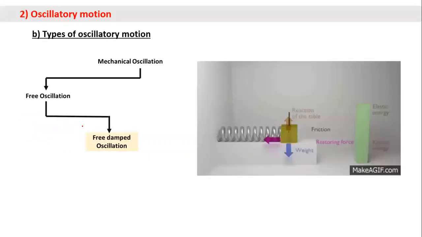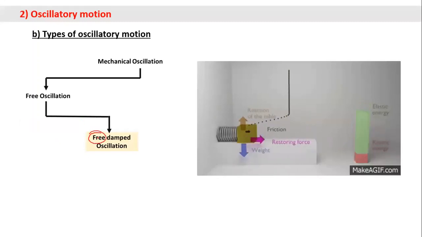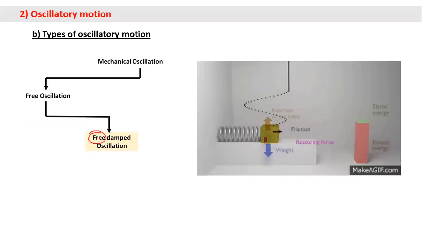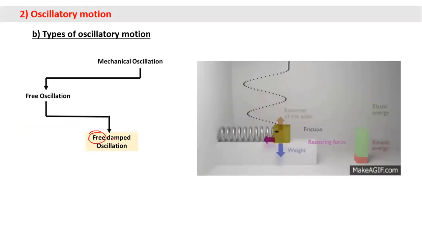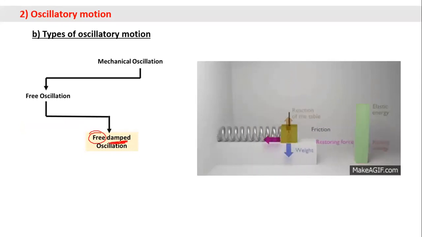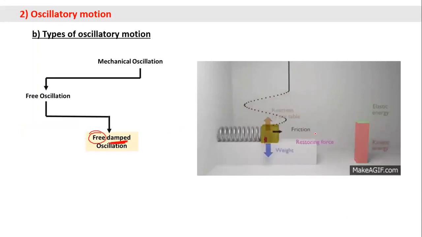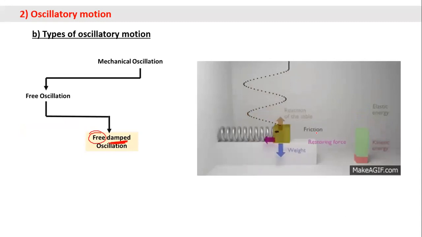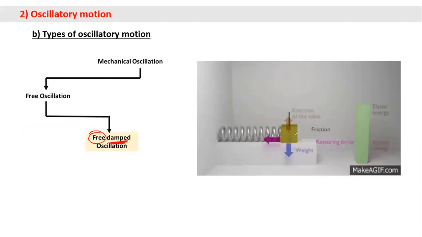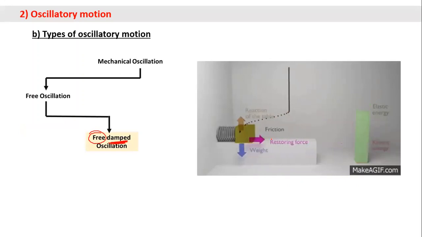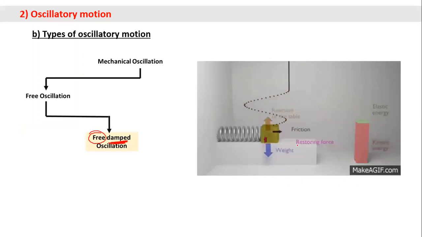As in the case of a free damped oscillation, it's also free. This means I just elongate it and then release it. There are no other forces. But when I say damped, then this means we have friction. And when we have friction, we'll notice that the energy will decrease with time. We'll have loss of energy. And when we have loss of energy, then at a certain instant, this oscillation will stop.